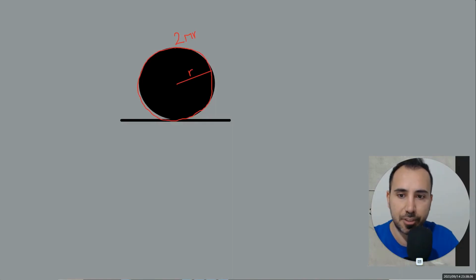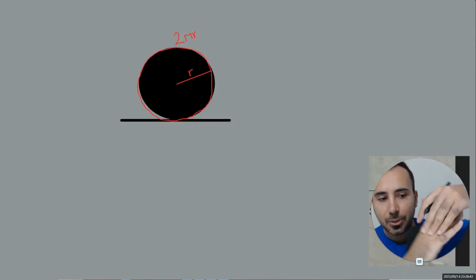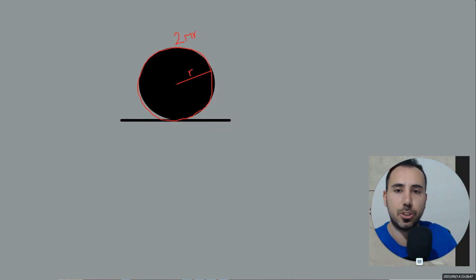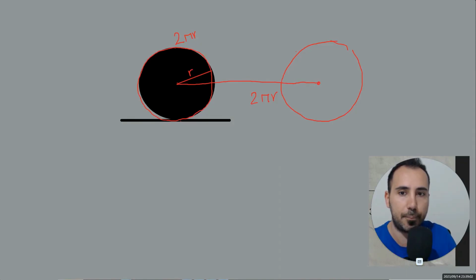But because there is friction and they are in full contact, imagine the circle on the surface, this one will start to move exactly 2 pi r as well. So imagine that this distance is 2 pi r. So the center of this will start to move 2 pi r like this.